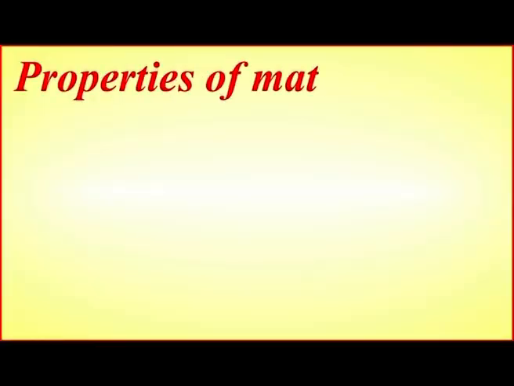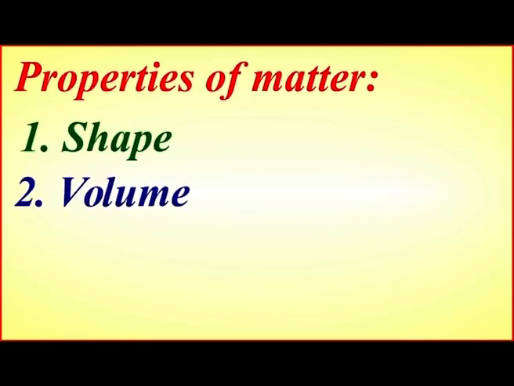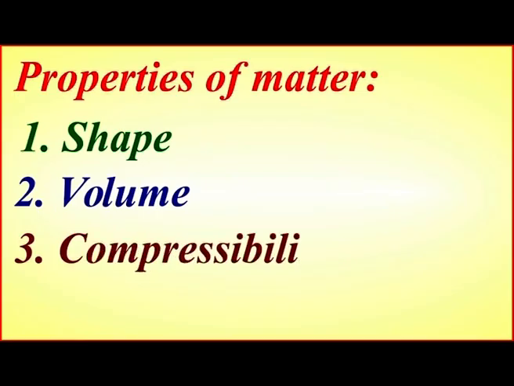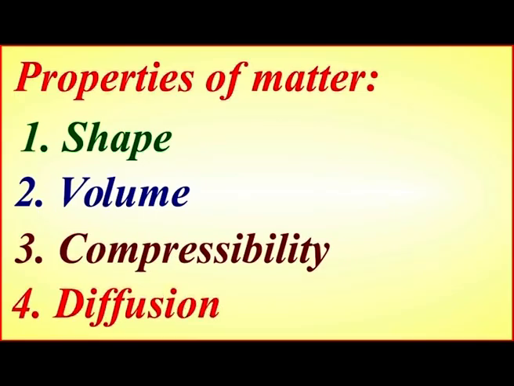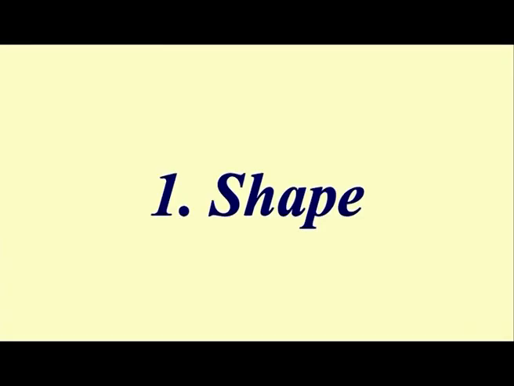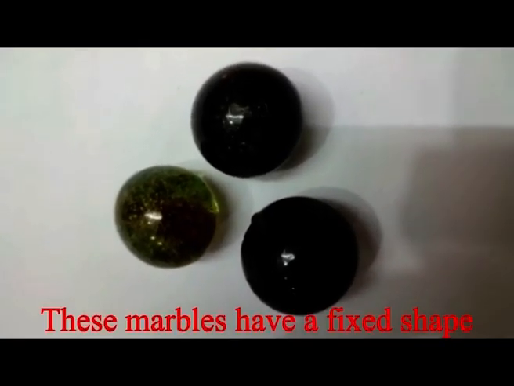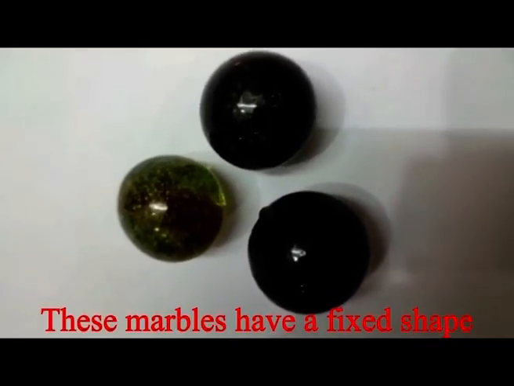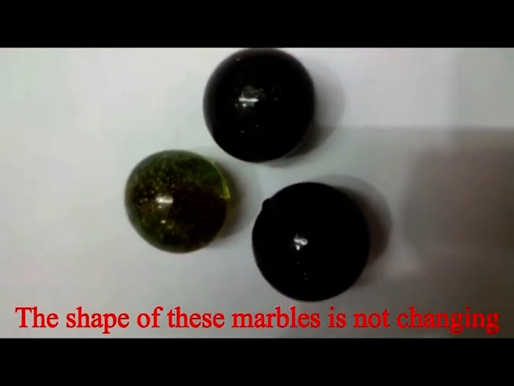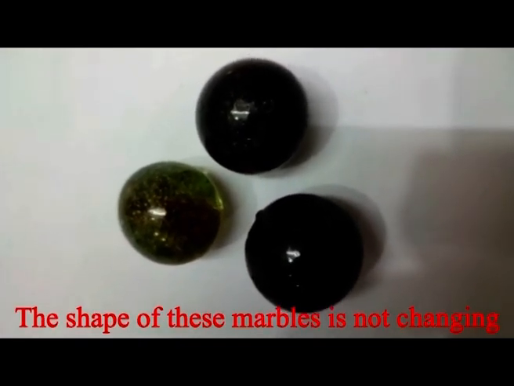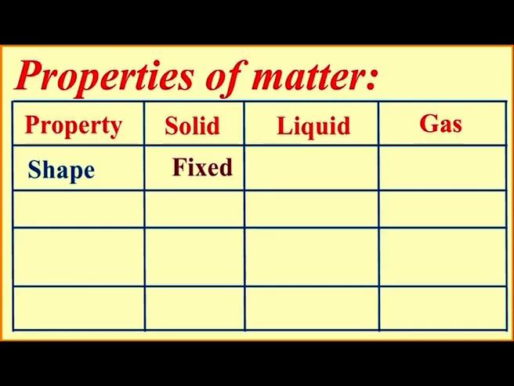My dear children, now let us try to understand the properties of matter. Number 1 shape, number 2 volume, number 3 compressibility, number 4 diffusion. Let us discuss about one by one. Number 1 shape. Look here, my dear children, these are marbles. These marbles have a fixed shape. The shape of these marbles is not changing. Now we can confirm that solids have fixed shape.